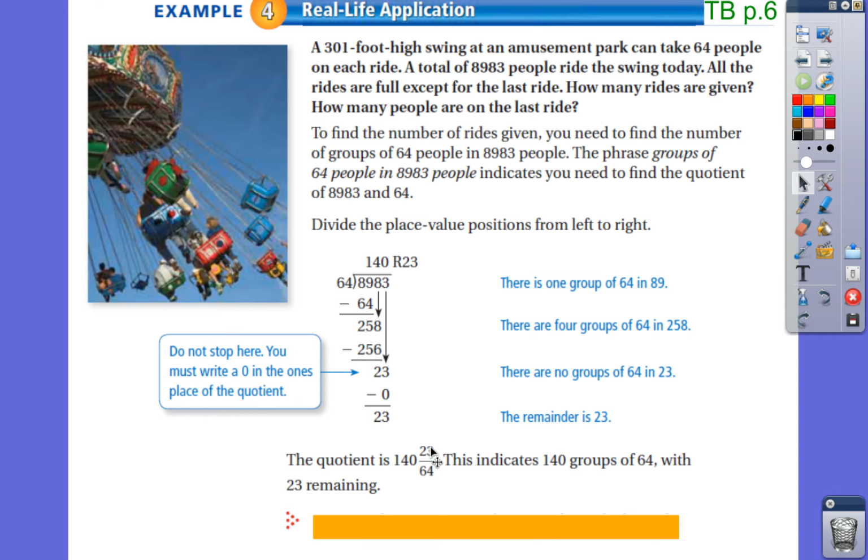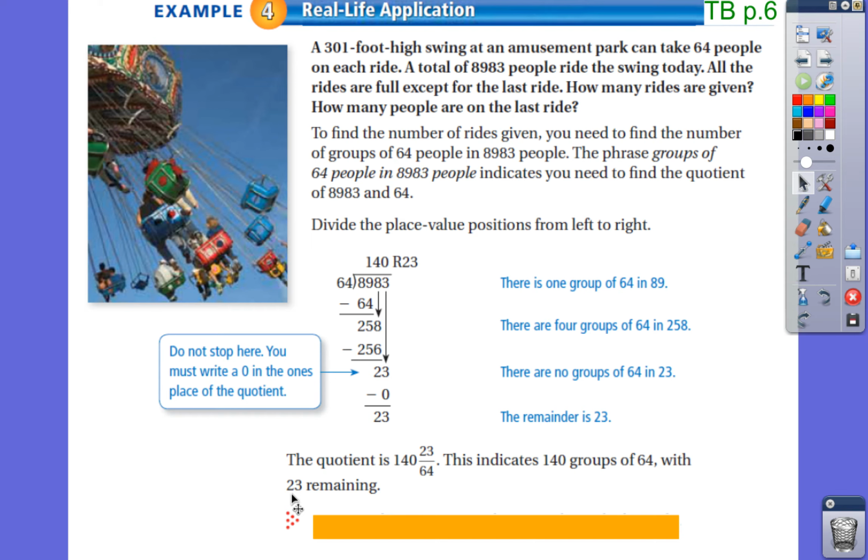So to rewrite the remainder as a fraction, instead of putting the R here, all that you're going to do is put the fraction bar in, and then the number you're dividing by is the denominator. So 140 remainder 23 is the exact same value as 140 and 23/64. This indicates that I have 140 groups of 64 and then one group of 23 remaining.